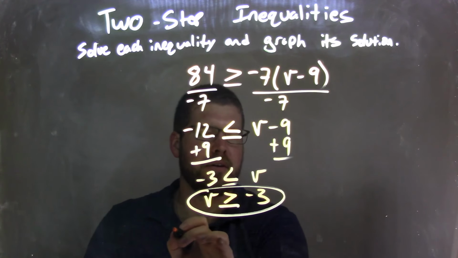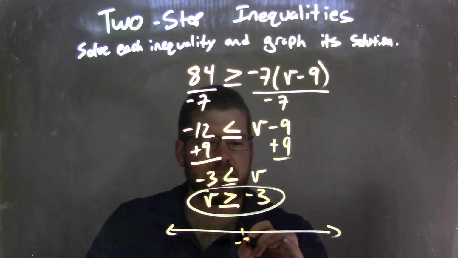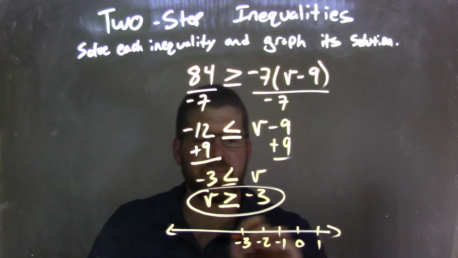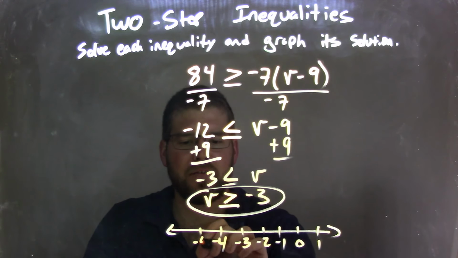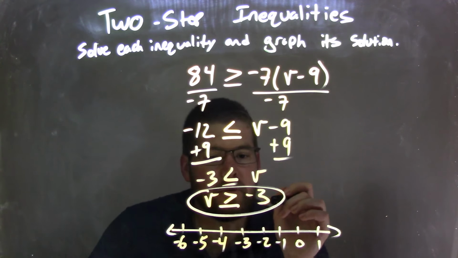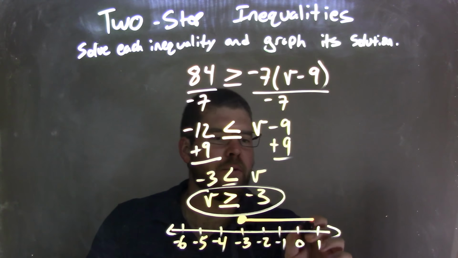So let's make our graph here. Hopefully it can fit. I think it can fit. Okay, negative 3. Let's go by ones. Negative 2, negative 1, 0, 1, and then negative 4, negative 5, and negative 6. Well, we said b was greater than or equal to negative 3, so I'm going to put a closed circle right there at negative 3, and then I'll put my arrow to the right.